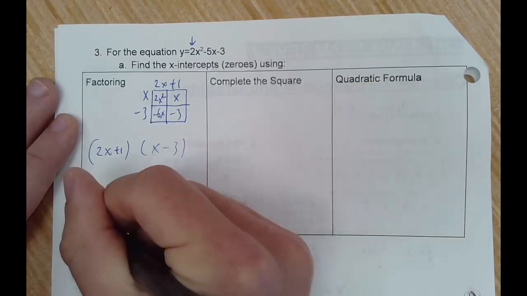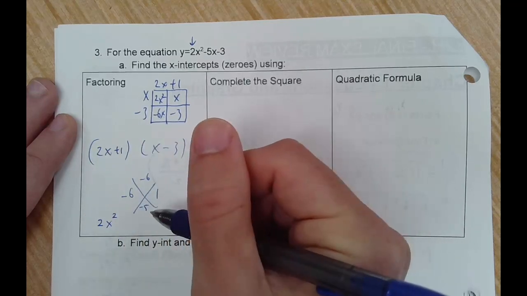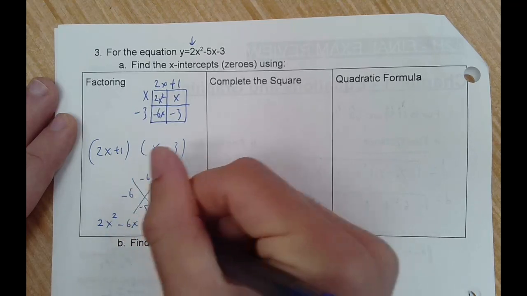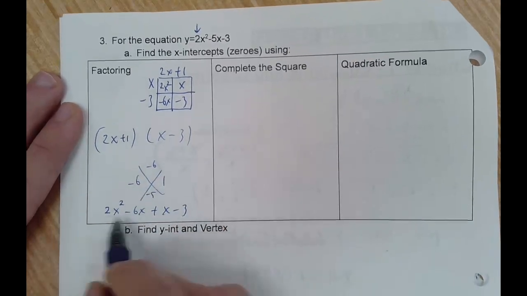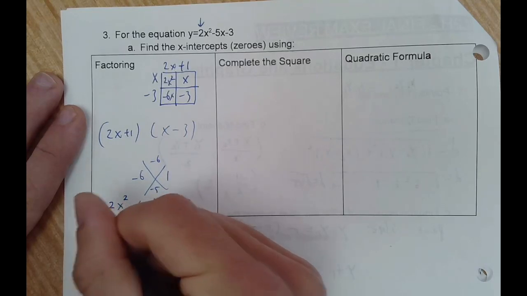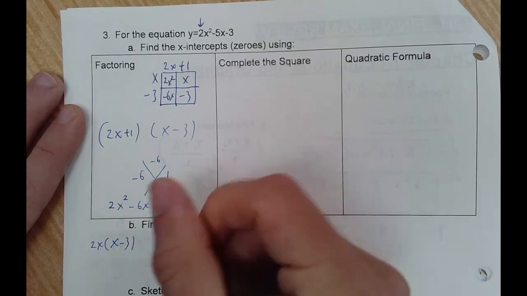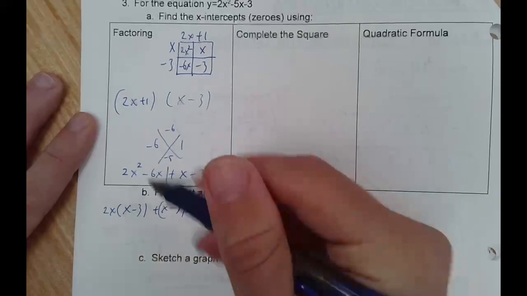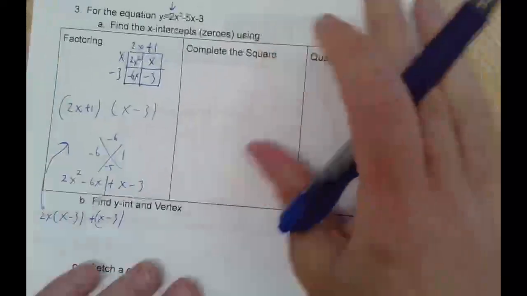and then you split up the function to be 2x squared minus 6x plus x minus 3, and then you factor each, you kind of split this and factor each side, so you end up with 2x times x minus 3, and then plus x minus 3, so your factors are also 2x plus 1 and x minus 3. So either of these two ways work.